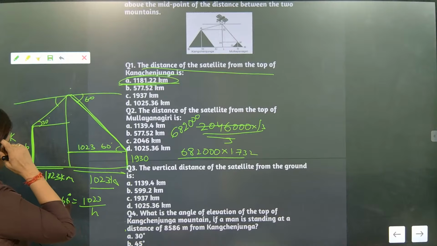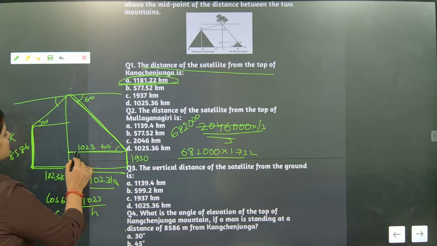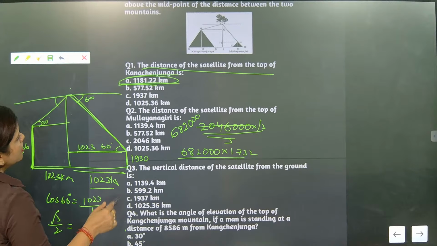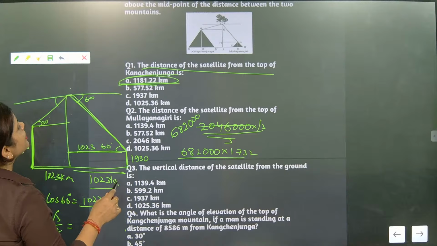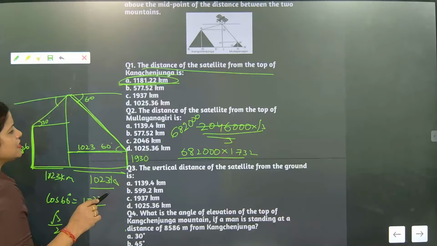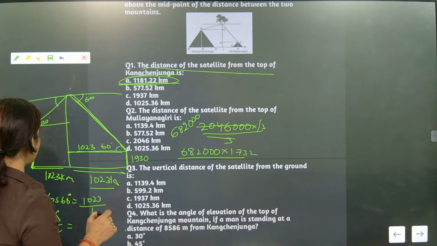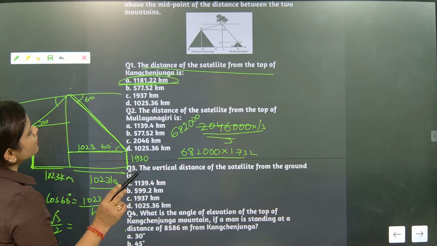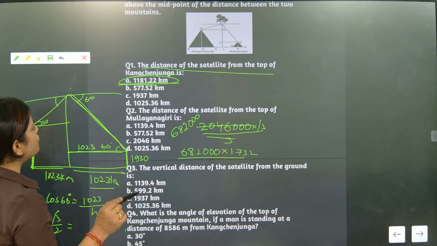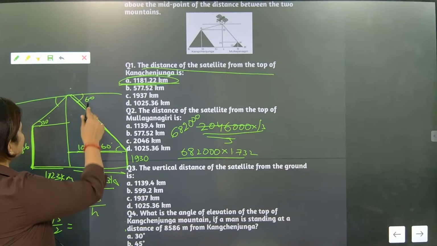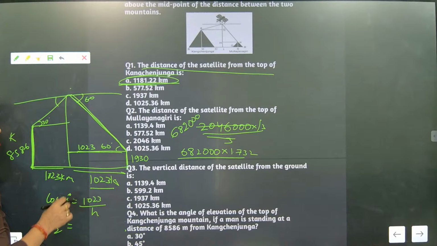See, cos 60 degree is there, cos 60 1023 is there. So approximately the same value will be coming, 1181 or lesser than that it will come. Wait, let me check. The distance of the satellite from the top of Mullainagari, correct na? This is 60 degrees, root cos 60 degree.